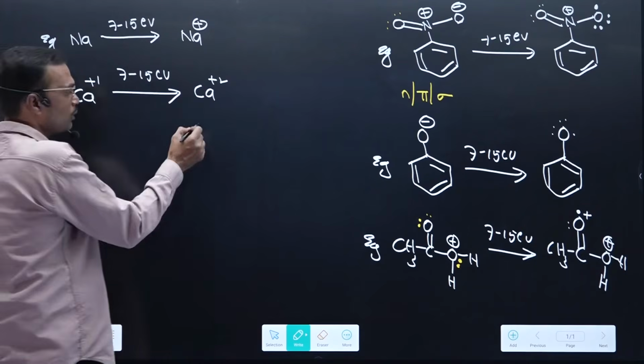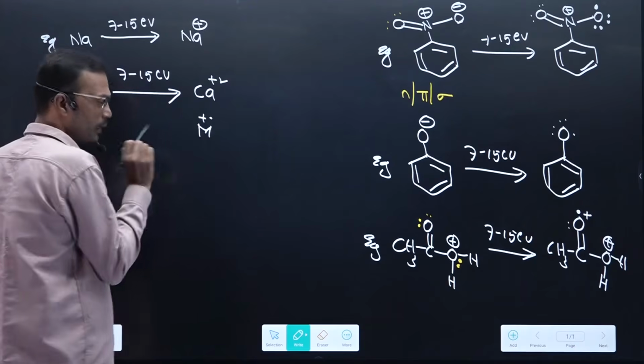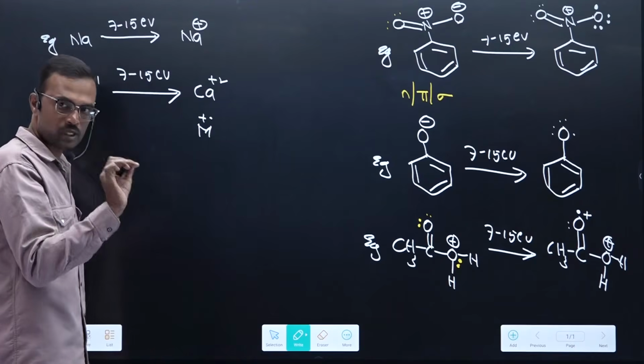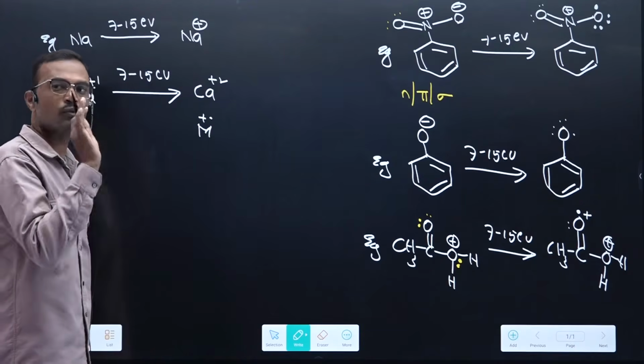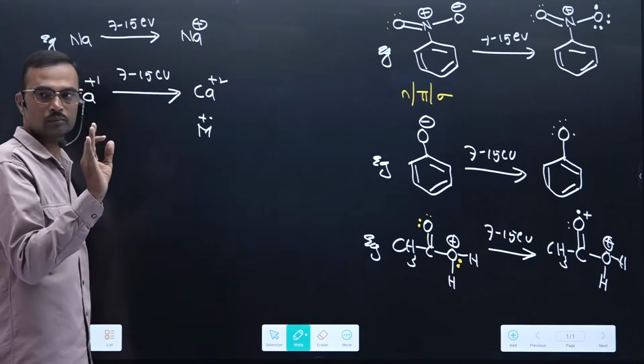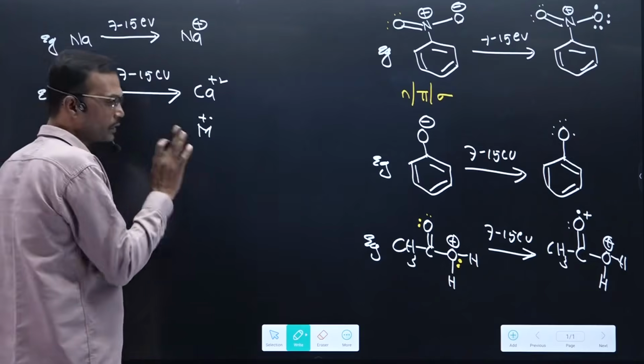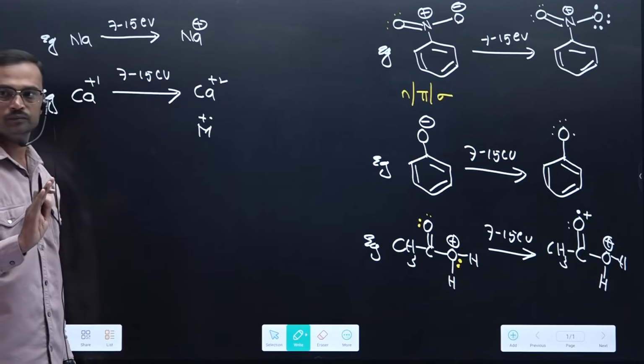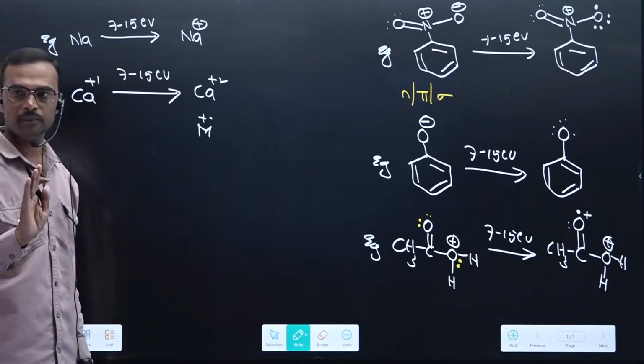Commonly, how you will write molecular ion? You will write molecular ion like this. This is applicable for organic samples, only few molecules only, not for all. In your textbooks also they will write like this, but that is not correct. Clear?